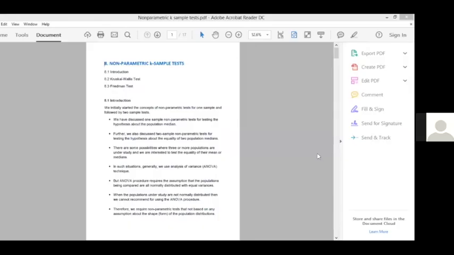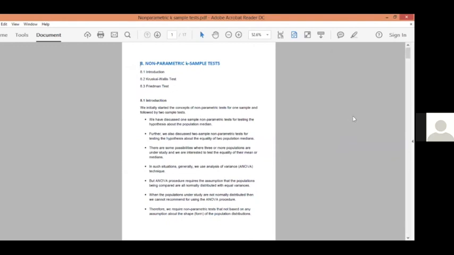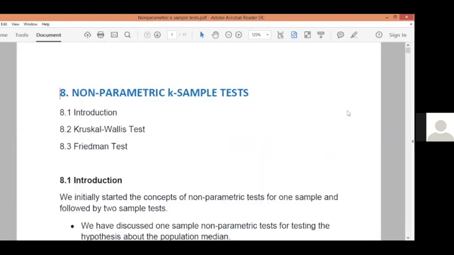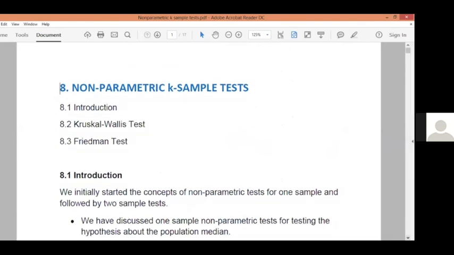So one sample, two sample, this is the case sample. I suggest you work out the other problem, which I have also worked out by hand. So this is what I want to present to you. Just a moment, I have to make it a little bigger. So this is non-parametric k-sample tests. I just want to demonstrate this idea.